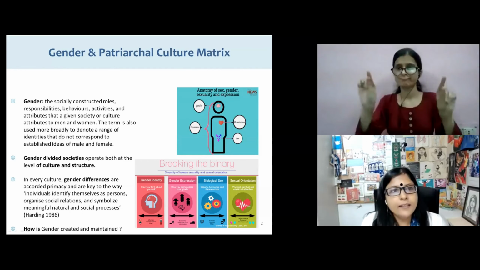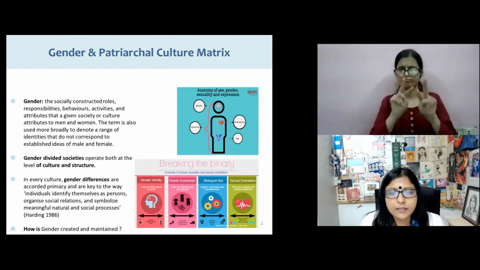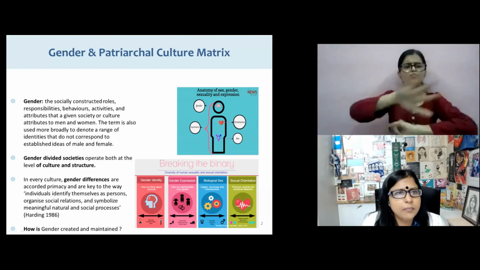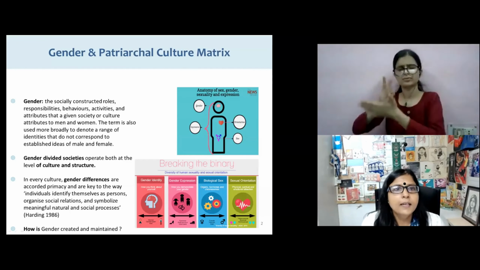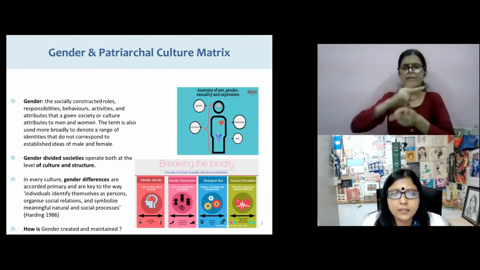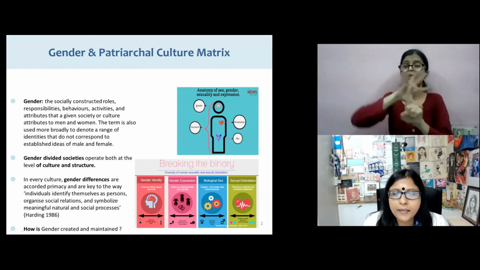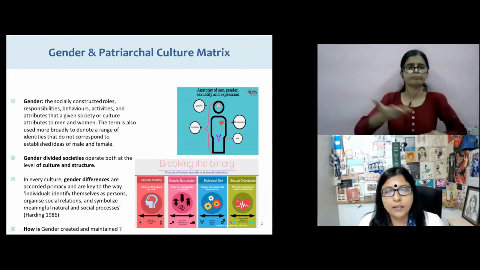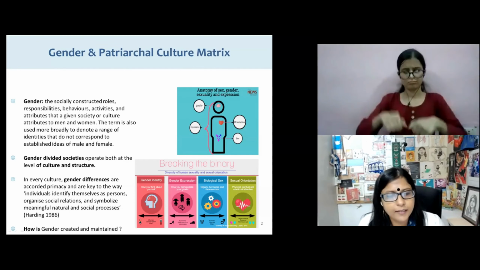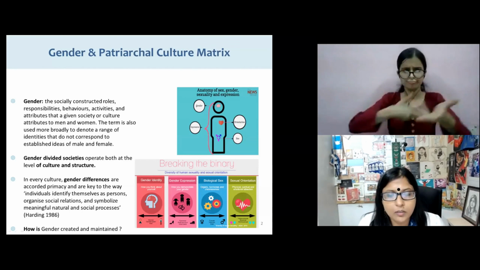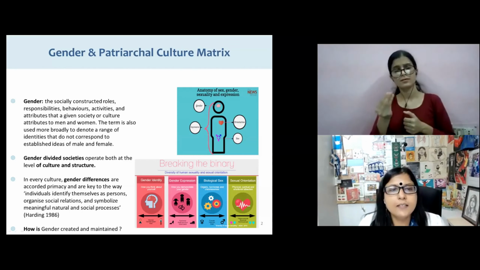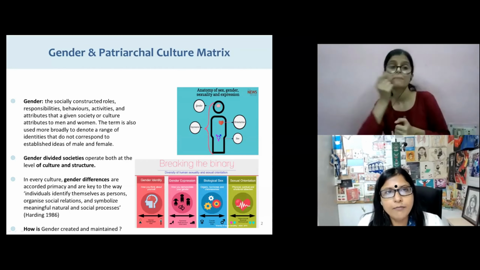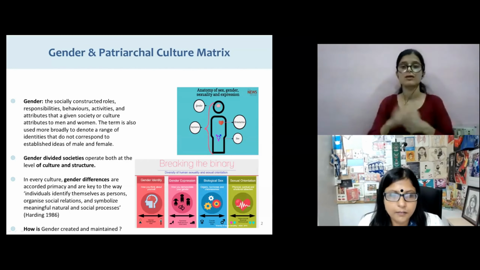So at this point, let us look at these few definitions. Gender basically refers to the socially constructed roles, responsibilities, behaviors, and attributes that a given society or culture attributes to men and women. Now, the term is, of course, today used more broadly to denote a range of identities that do not correspond to established ideas of male or female. In this session, however, I focus on cis disabled women.